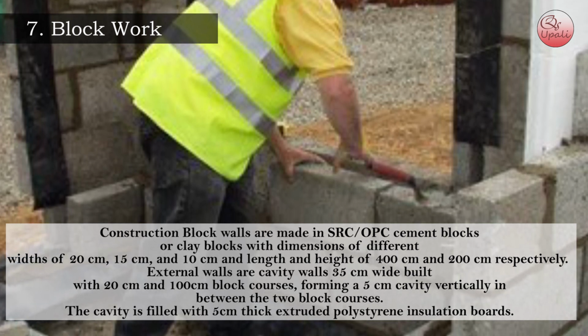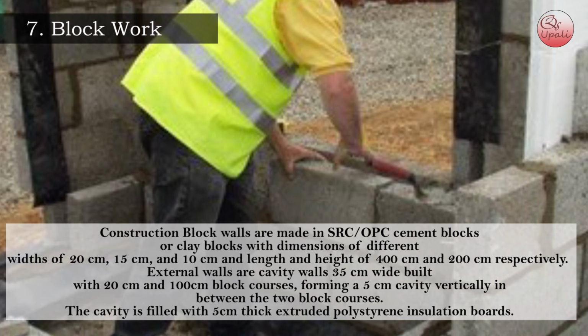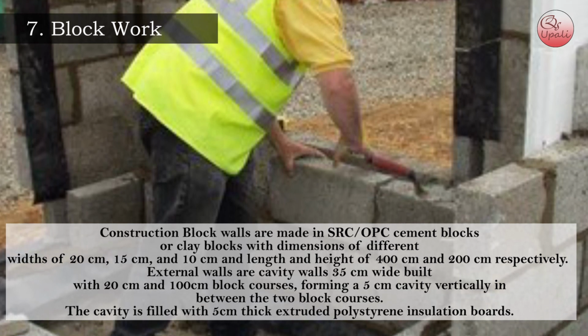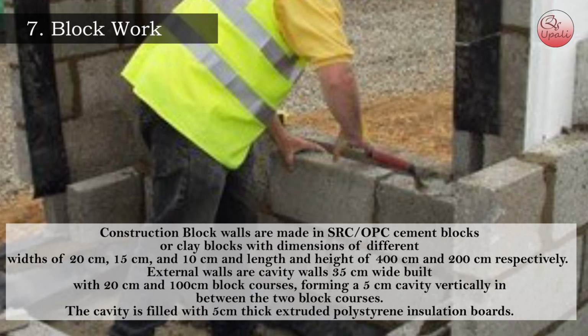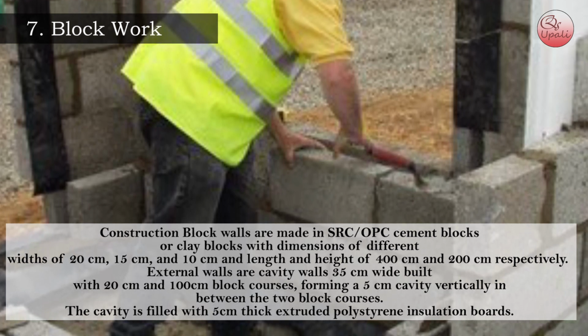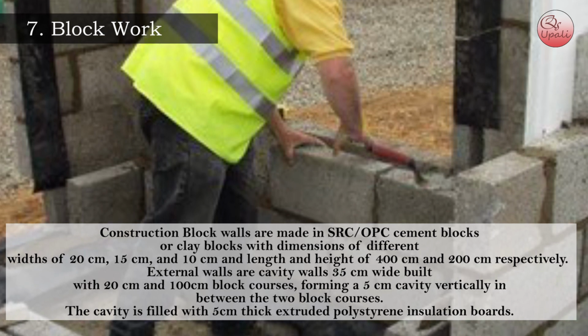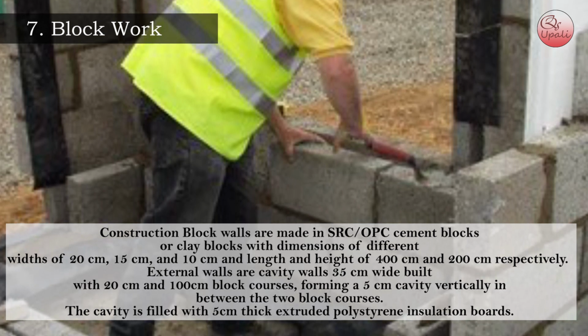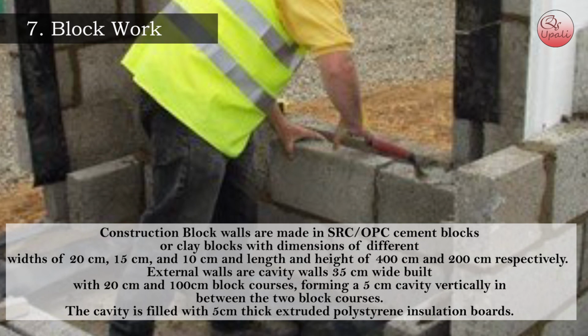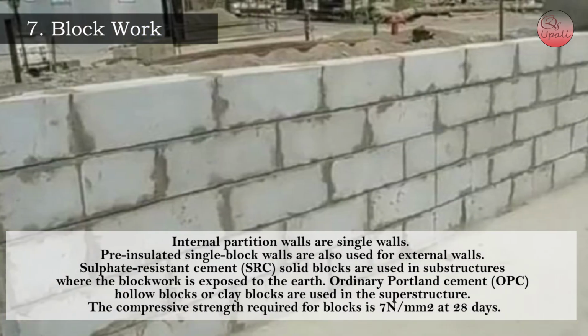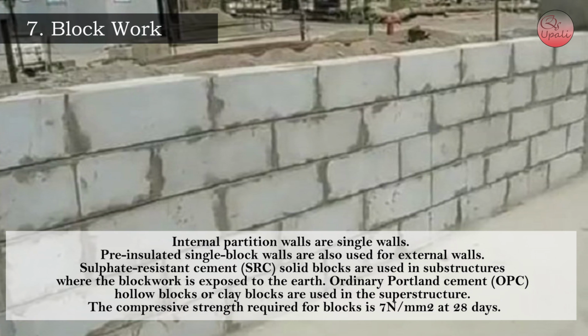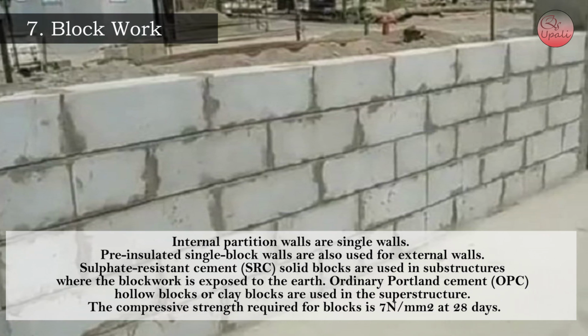External walls are cavity walls 35 cm wide built with 20 cm and 10 cm block courses forming a 5 cm cavity vertically in between the two block courses. The cavity is filled with 5 cm thick extruded polystyrene insulation boards. Internal partition walls are single walls. Pre-insulated single block walls are also used for external walls.